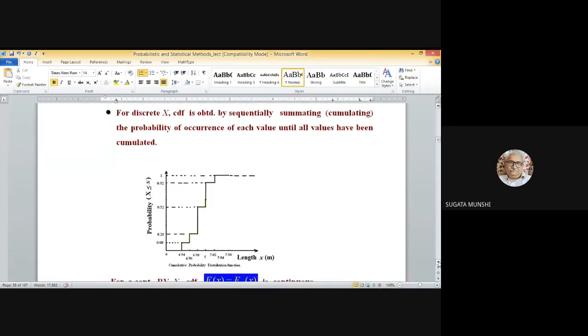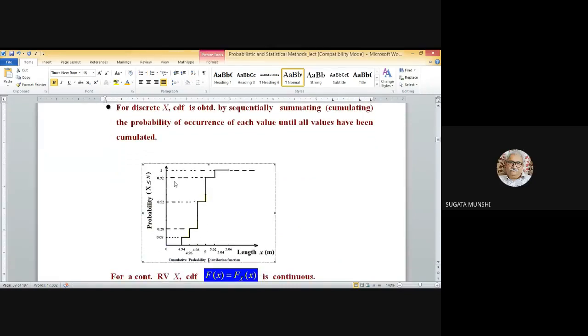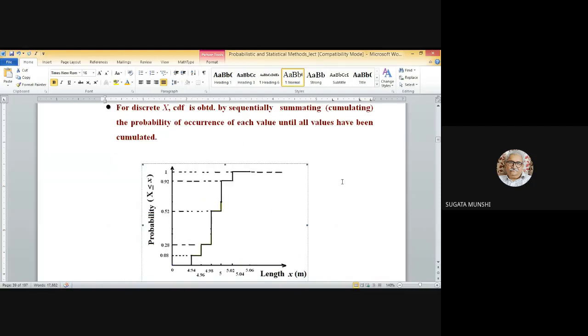So this is the cumulative distribution function. I should enlarge it, I think, because those values are not legible. Now you can see it, I hope. So here there is a transition from 0 to 0.08 at x equal to 4.94.